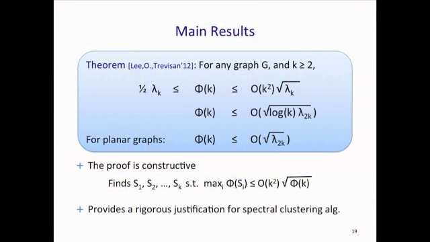In addition to this, our proof is constructive. It basically gives you an algorithm to find S1 up to Sk such that the maximum conductance is at most order of k squared phi k. All of these results are constructive. The proof also provides a rigorous justification for a spectral clustering algorithm. For example, it shows that your data or your graph has a good k clustering if and only if lambda k is very close to 0.